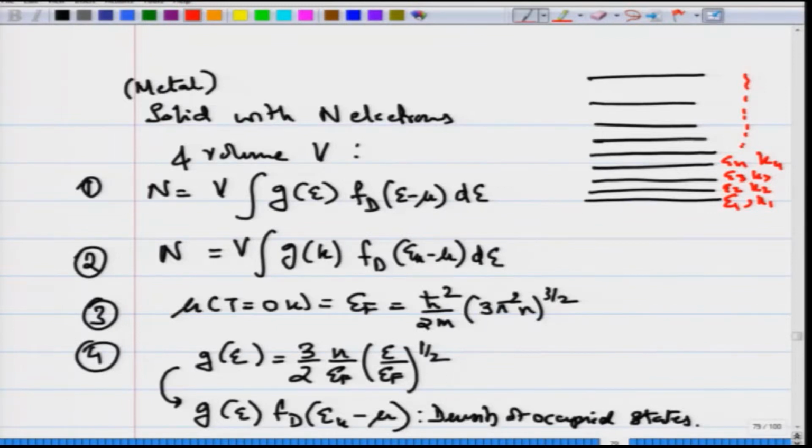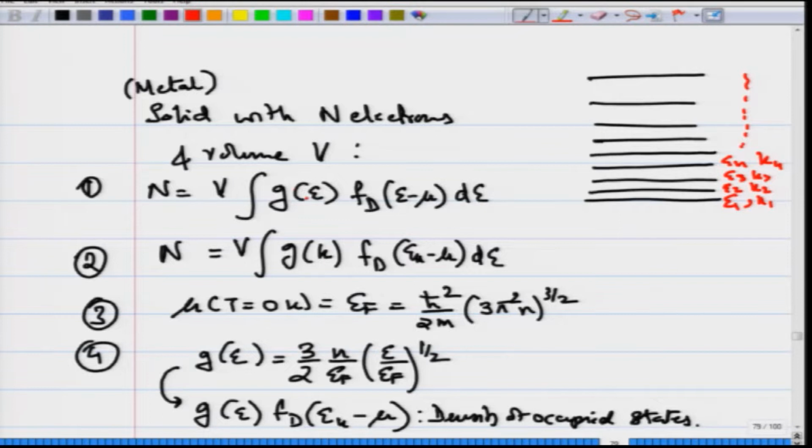And with this idea, you can calculate the total number of particles inside the system. The total number of particles for a sample of volume V is equal to V integrated over the density of states times the probability of occupying a given state, integrated over all energies.